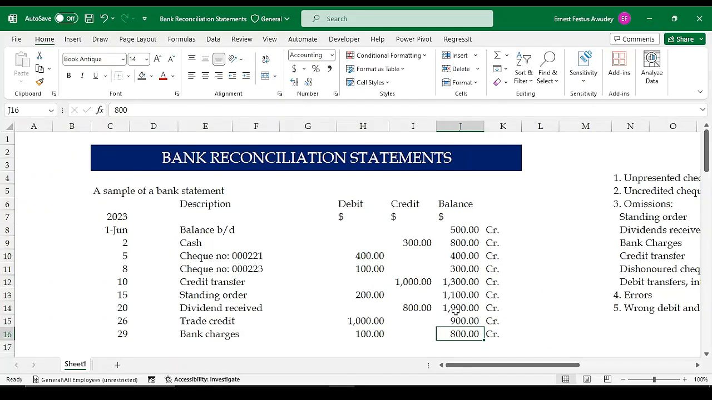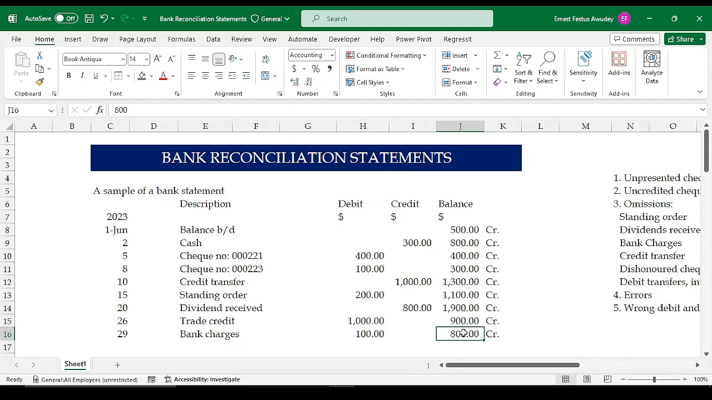So usually the two balances, the balance of the bank statement and the balance of the cash book, which is the bank column, do not agree. So there is the need for us to make them agree, and we use the bank reconciliation statement to achieve that. That is what the bank reconciliation statement does.